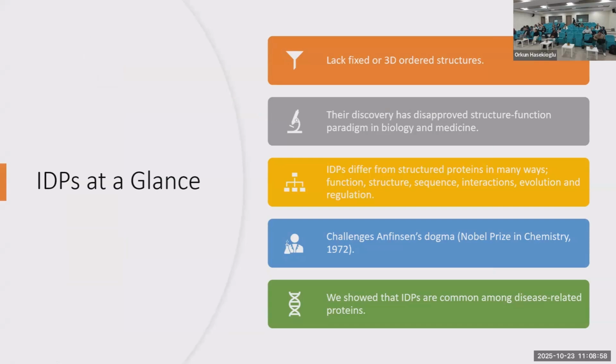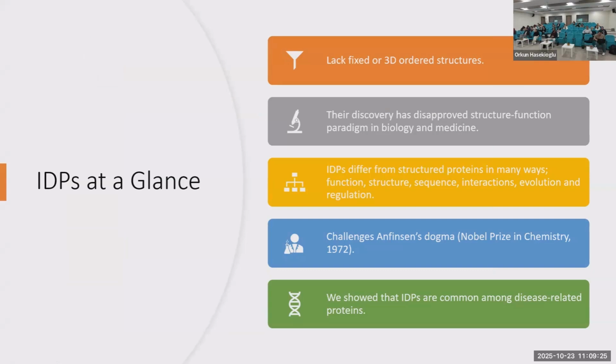IDPs at a glance: they don't like fixed three-dimensional ordered structures. They are disordered. Their discovery has disproved the structure-function paradigm in biology and medicine, because it states that once you know the structure, you can predict the function of a protein, right? Well, it doesn't look like it.